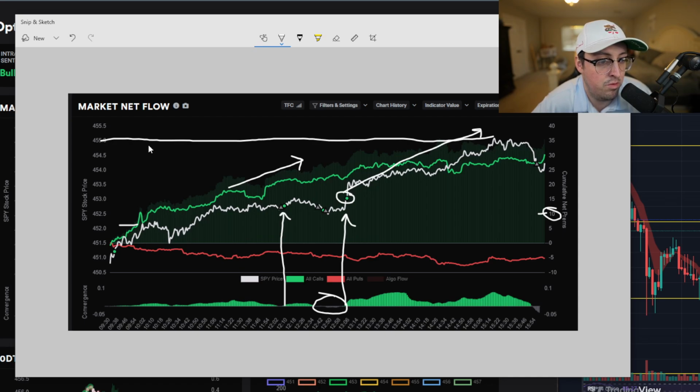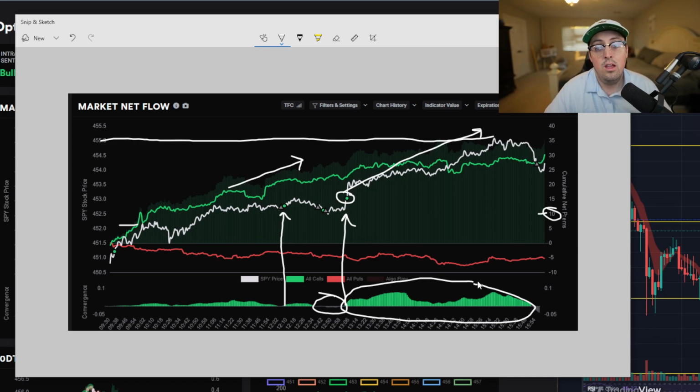Yeah, maybe even 455. So that went up about $2 on SPY just with this convergence flip towards the end of the day there. Okay, so yeah, that's pretty much what I look for. I always look for the divergences in flow to start the morning.